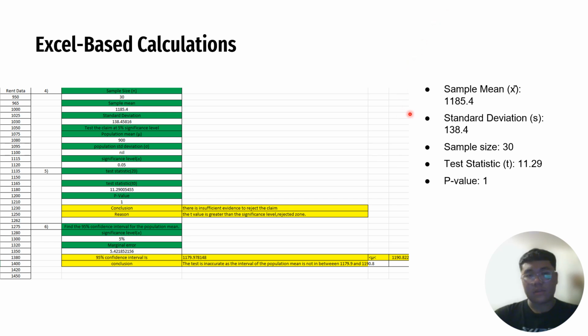My sample mean is $1,185.4. My sample standard deviation is 138.4. My sample size is 30. From these values, I calculated the test statistic and p-value using a one-sample t-test formula. The test statistic t was 11.29 and the p-value was approximately 1.